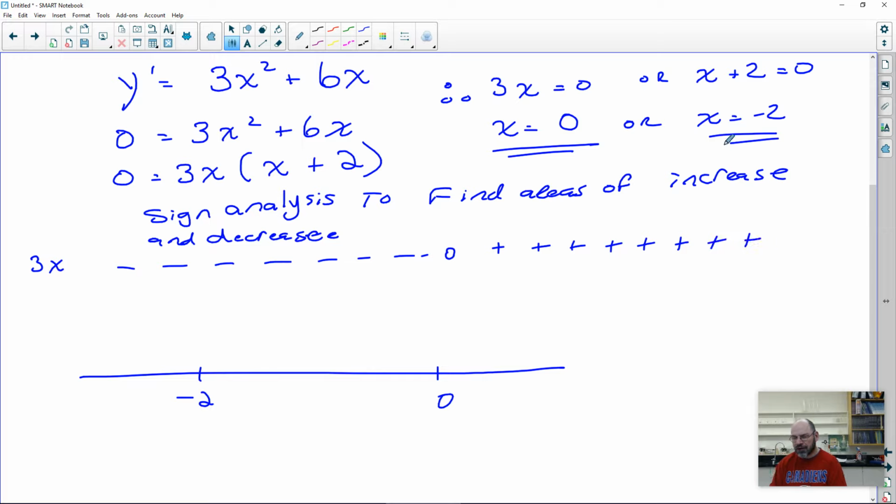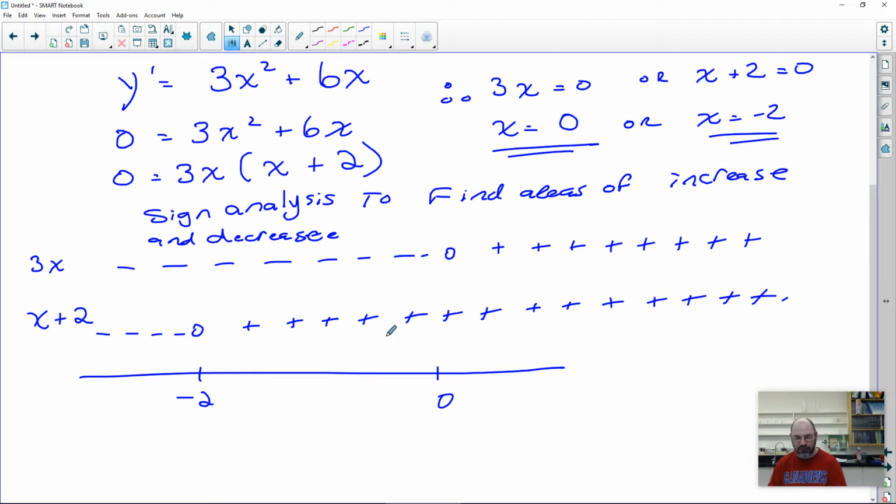We do the same for our next factor, x plus 2. So where is x plus 2 0? Well, if x is negative 2, we get negative 2 plus 2, which would be 0. So it's right there. If we go below negative 2, like negative 3, negative 5, negative 7, we have negative numbers. So these are all negative. Above that is positive. Generally speaking, it always goes negative, 0, positive, depending on how you do it, unless your factor's got a square in it, like x squared. And then if it was x squared, it would be positive all the way across.